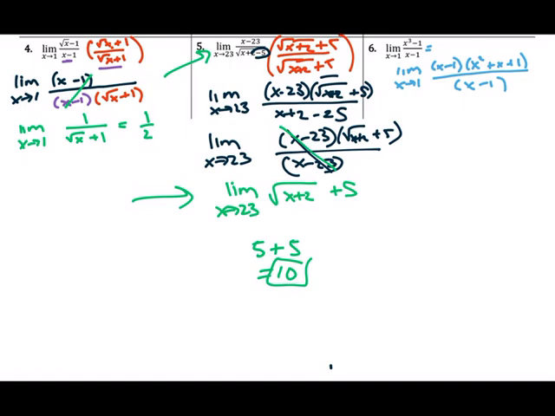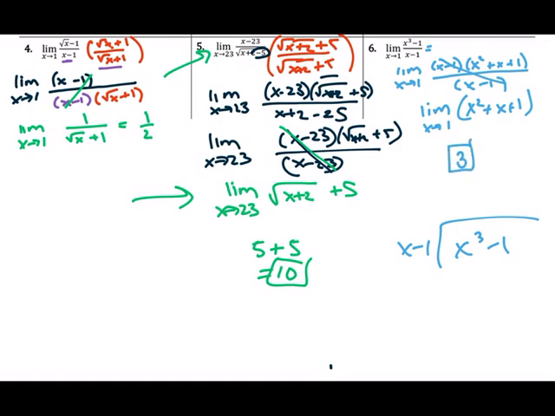If you didn't remember how to factor that, you could always do long division, x cubed minus 1 divided by x minus 1. And that would give you the same result that we're going to get here, which is that this factor divides out. And our equivalent limit is going to be just x squared plus x plus 1, which we can now use direct substitution on to get 1 plus 1 plus 1, which is going to be 3.